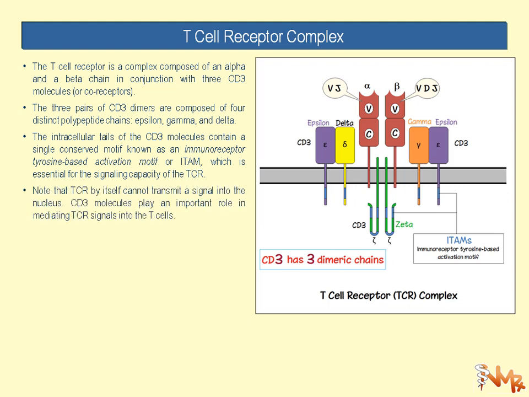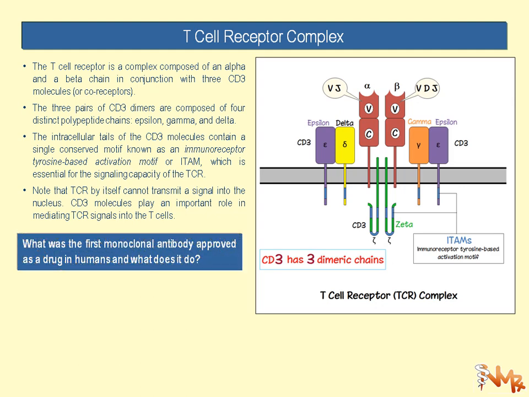I want you to note that TCR by itself cannot transmit a signal into the nucleus. CD3 molecules play an important role in mediating TCR signals into the cells, and in particular, the role of the intracellular CD3 is prominent in this respect, because this is the one that extends well into the core of the cells. Of course, the other two are also important, but it seems that the one which is more important is the one that penetrates deeper into the core of the cells.